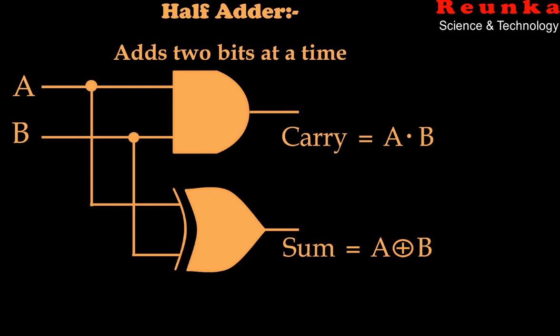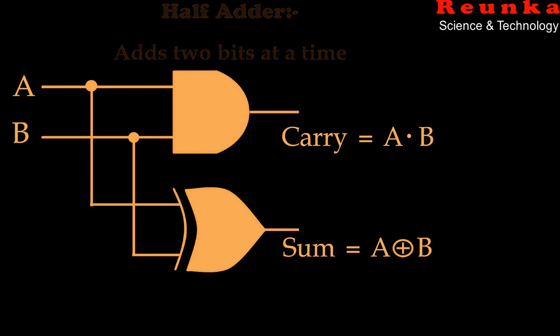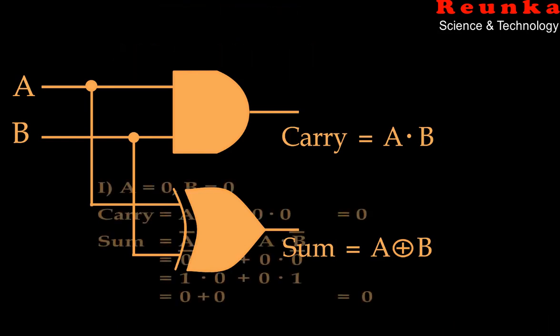At the AND gate's output the carry is generated, so there will be the multiplication, so the Boolean equation will be A dot B. At the XOR gate's output the Boolean equation will be A XOR B, and here we are getting the sum. As we know, this is a 2 input logic circuit, so there will be 4 possibilities in the truth table.